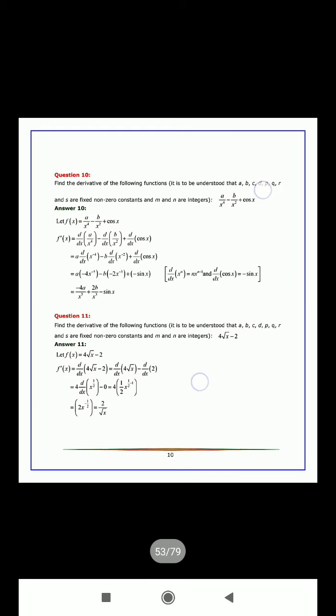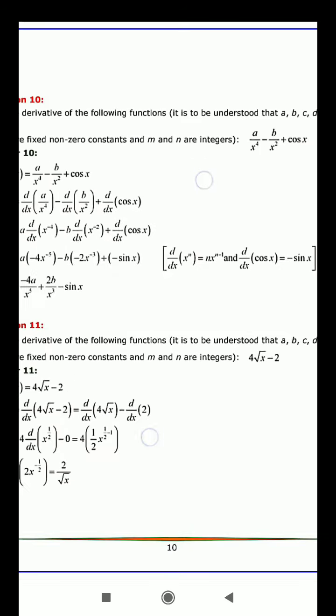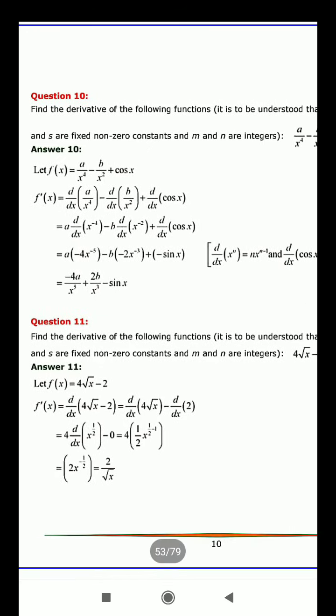Question number 10. f(x) is given equal to a upon x^4 minus b upon x square plus cos x. So you have to differentiate this. So we will differentiate a upon x^4 minus b upon x square and differentiation of cos x. In this a upon x^4 we can take a outside and it is d over dx of x raised to power minus 4. We can take this x^4 in numerator, it will become x raised to power minus 4. Similarly b as it is d over dx of x raised to power minus 2, and this the d over dx of cos x.